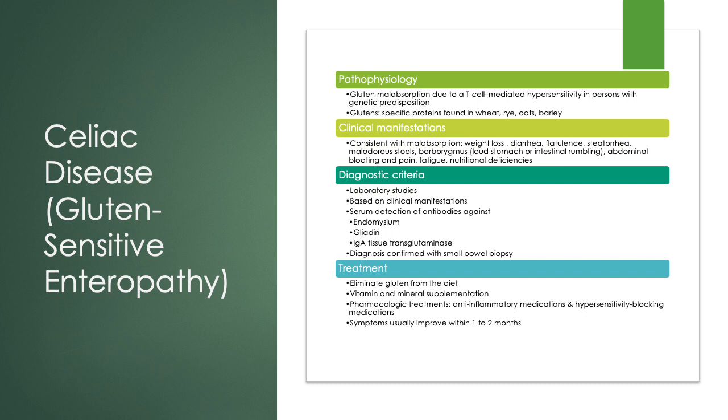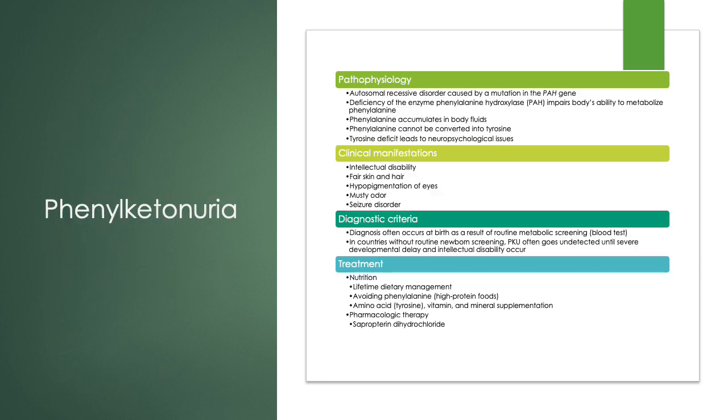When they treat this, you want to eliminate gluten from the diet. So you have to avoid foods with wheat, rye, oats, and barley. You want to supplement with vitamins and minerals, and you may even have pharmacological treatments to help with the inflammatory response. So you'll have anti inflammatory medications and hypersensitivity blocking medications. Normally, your symptoms should improve within 1 to 2 months, if these are implemented appropriately.